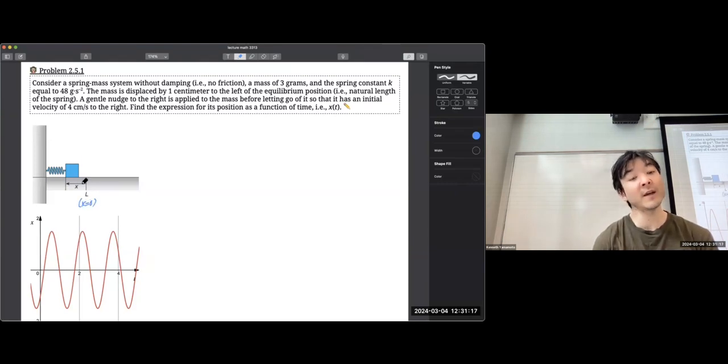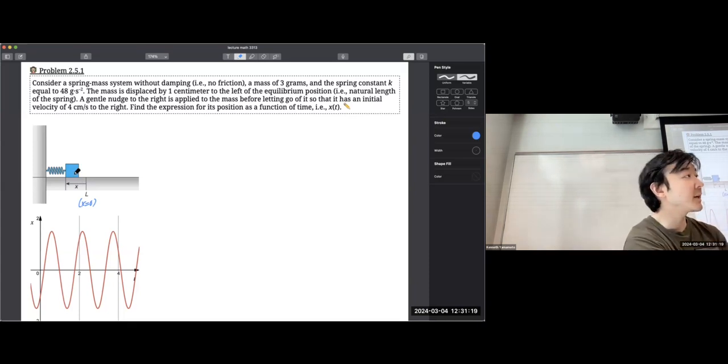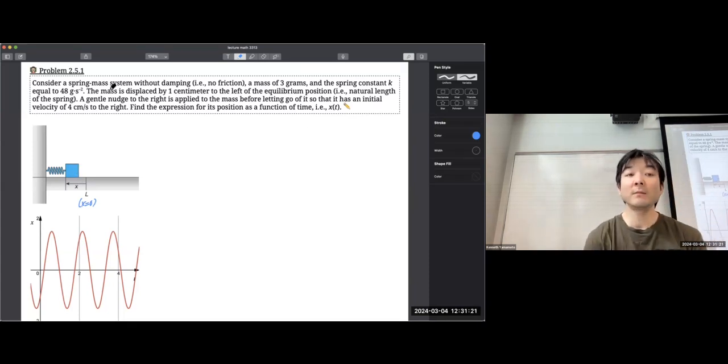But they imagine you compressed it by pushing it in. And then you do a gentle nudge to the right before you let go of it so that it has an initial velocity of 4 centimeters per second to the right. So you could have just let go, but you might have put in an initial velocity as you let go. You want to know the position as a function of time. So can you model the position of this oscillating mass as a function of time?